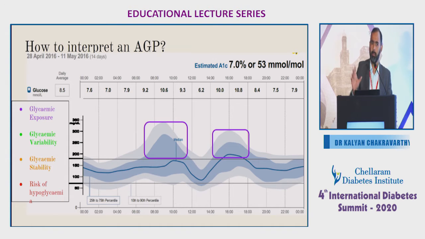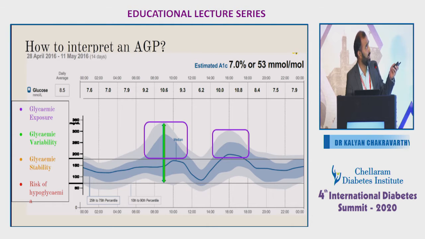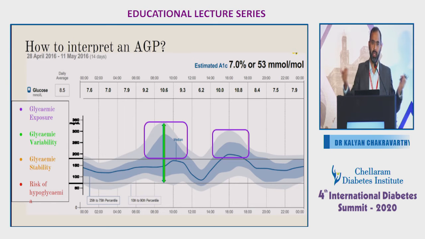And there are some parameters to check for the glycemic exposure, which we can go into in the AGP workshop, which will be done later. So the next parameter to assess is the glycemic variability. Again, this glycemic variability is at one particular time, how much the glucose is varying. So at 11 o'clock, the glucose can vary anywhere from around 320 to around 60. So the glycemic variability is almost 260. 320 minus 60 is 260. So this patient has a high glycemic variability after lunch.